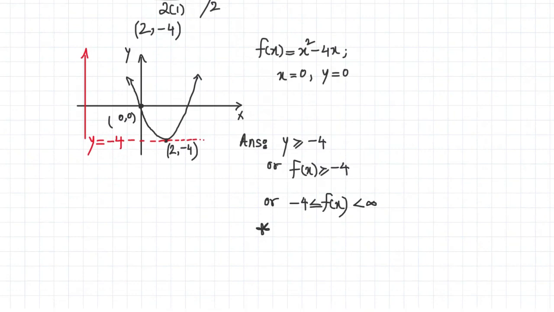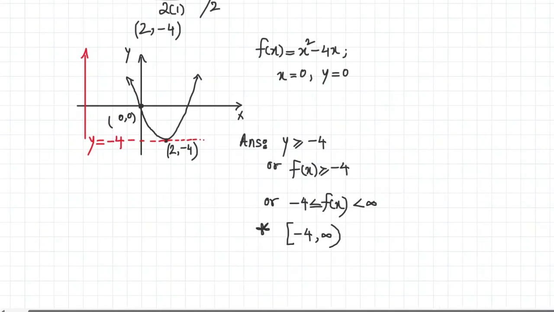Since -4 is included, you put a square bracket, -4, comma, and since the infinity, which is like a huge number, is an unreachable number, you put a parenthesis over here. This is another way of writing the range interval of this function.